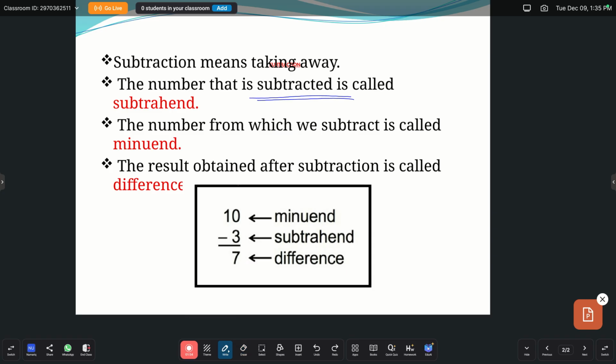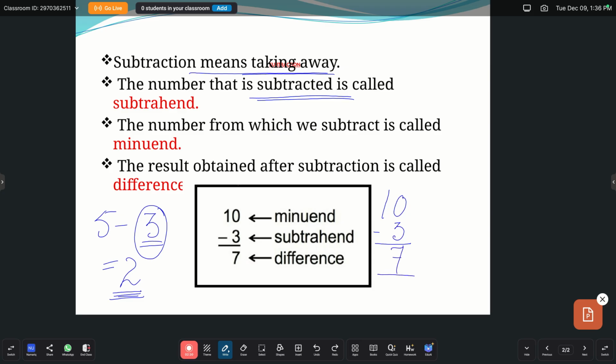When I was having five pencils and my brother asked me to give him three pencils, I gave him three pencils. And how many pencils are left with me? Only two pencils. So this is called subtraction. Subtraction means taking away. Here for example, I'm having 10 pencils now and my sister came and she asked me to give her three pencils. How many pencils are left now? Only 7 pencils are left with me now.